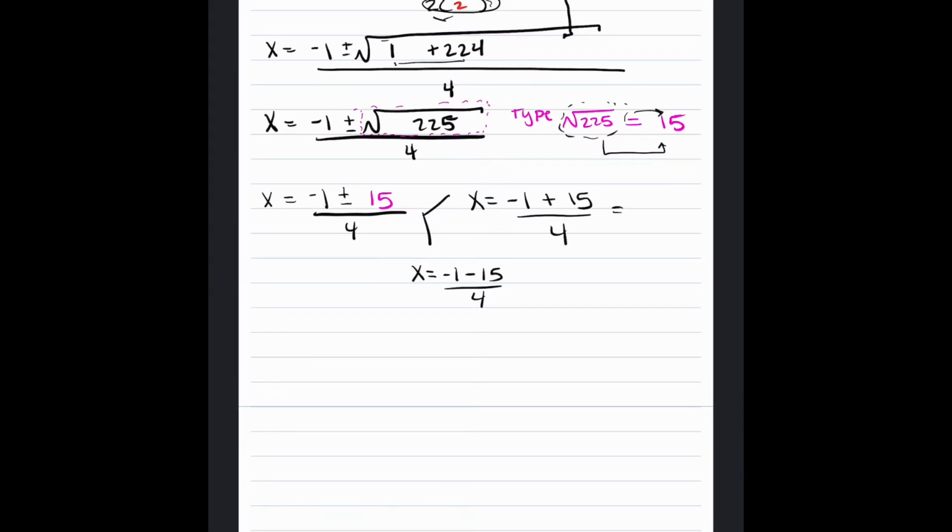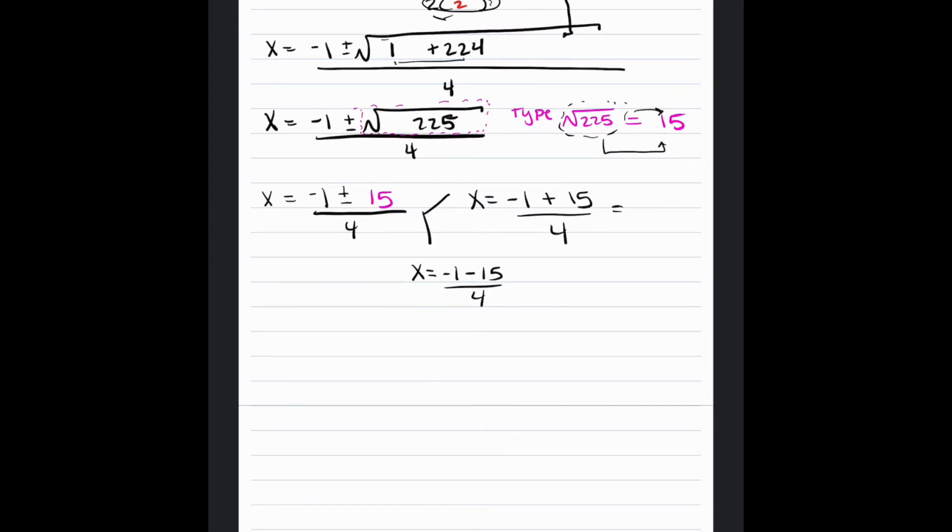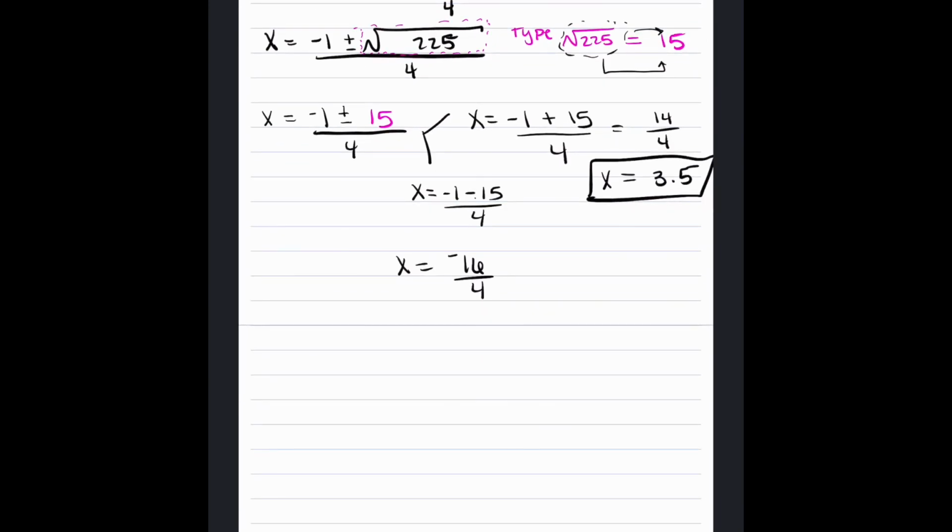Now I'm going to continue through and solve here. Negative 1 plus 15 is 14 over 4. I'm going to divide these. 14 divided by 4 is 3.5. So I have x is equal to positive 3.5. And then I'm going to go down here. X is equal to negative 1 minus 15 is negative 16 over 4. Now I'm going to divide these. Negative 16 divided by 4 is x equals negative 4. And we're done there.